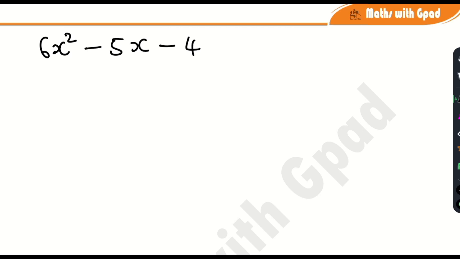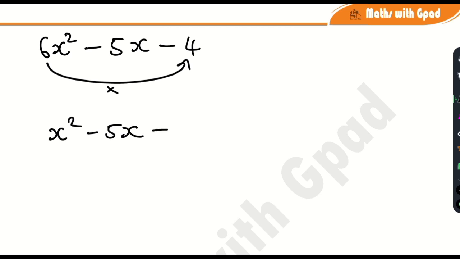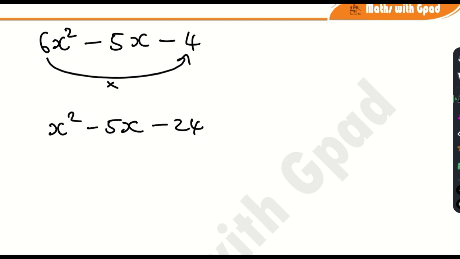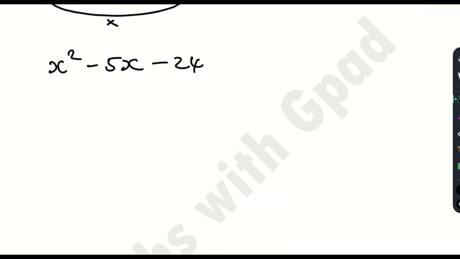Now, like I did in the first example, you multiply 6 here by the constant term, negative 4. So let's rewrite this as x squared minus 5x, and then 6 times negative 4 is what? Negative 24. So we're going to factorize this particular trinomial. Let's do that. So again, like I explained before, open two brackets like so, put x here and put x here.